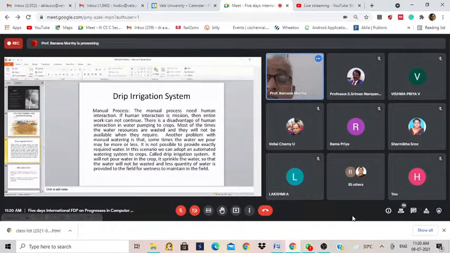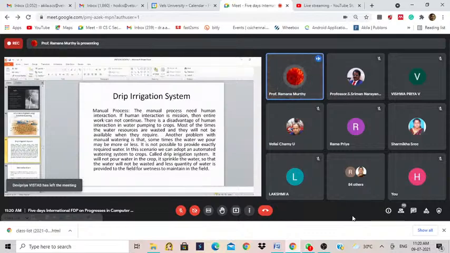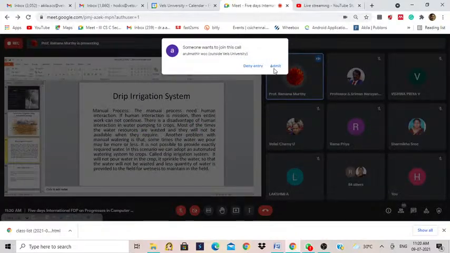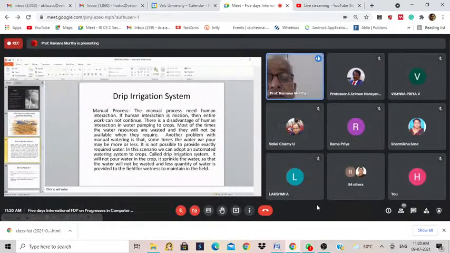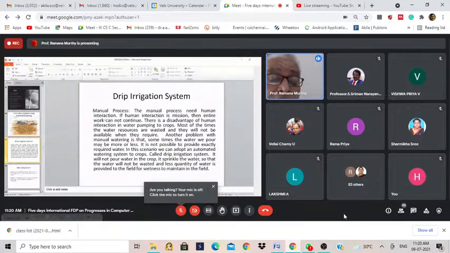Most of the time, the water resources are wasted and are not available when you require them exactly. With manual watering, sometimes we may pour more or less water, not in the appropriate quantity. We have to identify this disadvantage. It is not possible to provide exactly the required water, and at the same time somebody is needed to monitor the entire thing. You can't employ one person for all 24 hours.